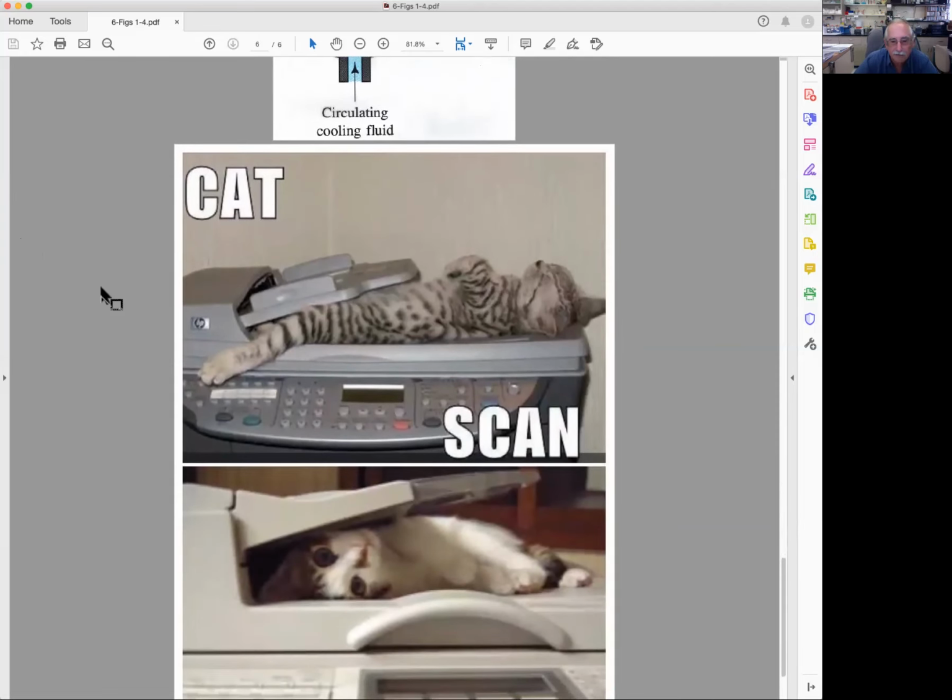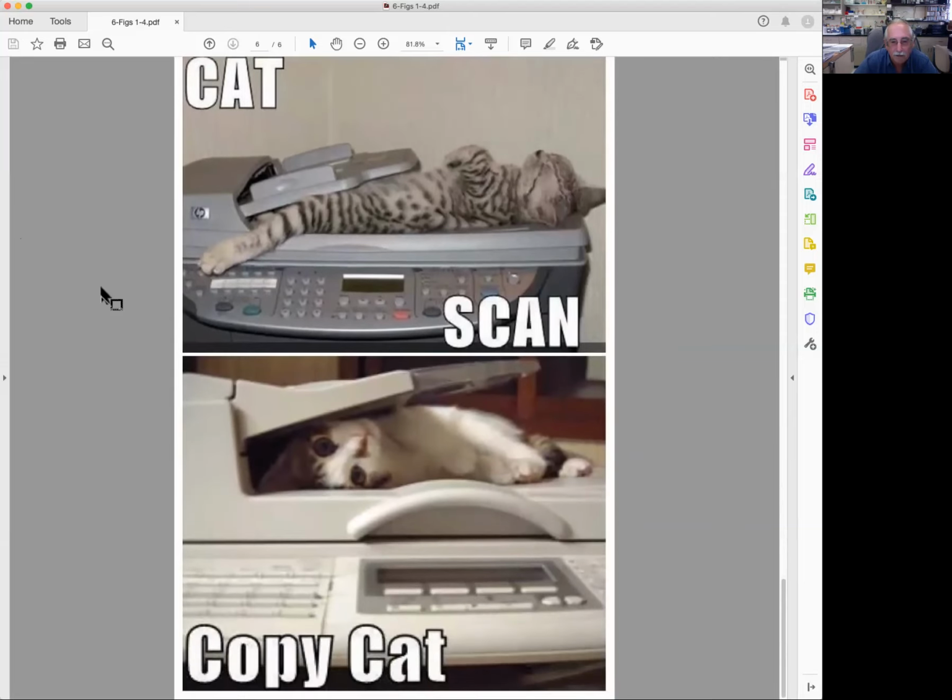Yeah, so here's a CAT scan. Copycat, get it?